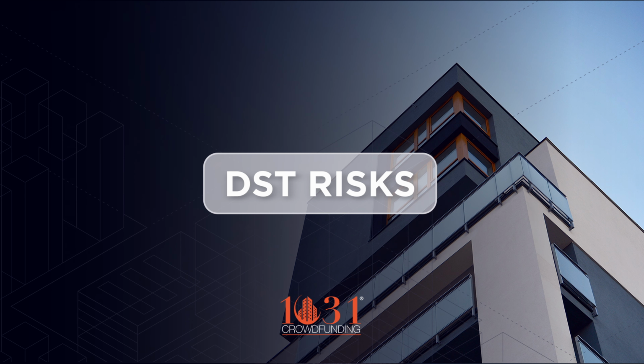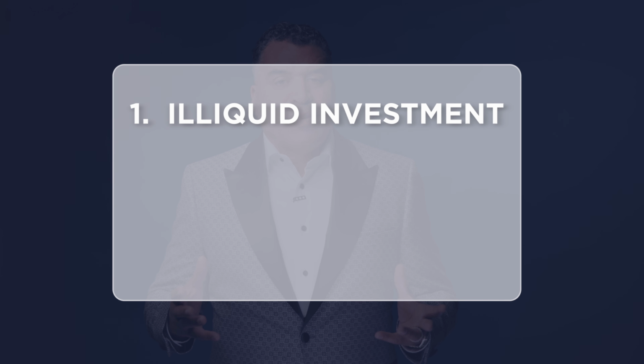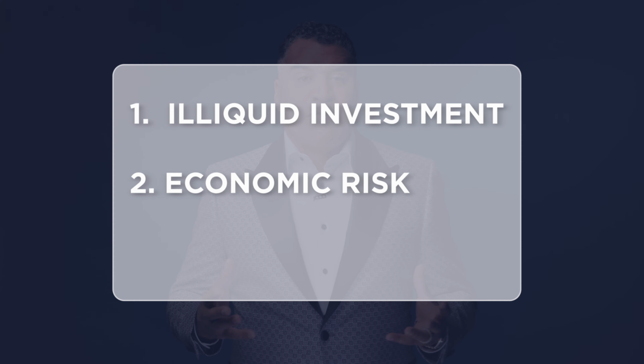What are some of the risks associated in a DST? Well, the biggest risk, it's illiquid. You can't get out whenever you want to. That's risk number one. Risk number two, it's economic risk, right? What is the economy doing? What type of real estate are you getting involved with? Where is it located? How long has it been operating?